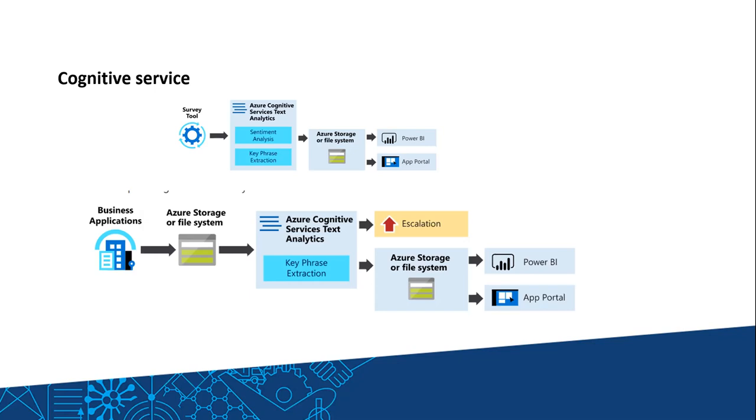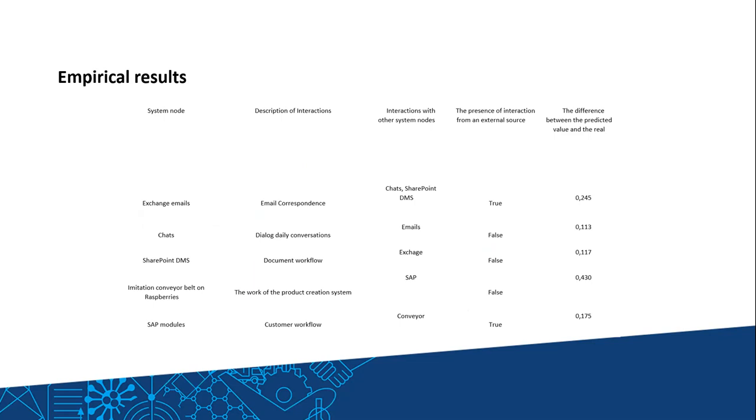Now let's talk about empirical results. For our model, we simulated work for 30 days with participation of real users who talked in the mail, worked with internal messengers, used the work system on SharePoint, reacted to a system simulating industrial capacities, and so on. And taking into account randomly generated events, breakdowns, failures, external contact by mail, and more.